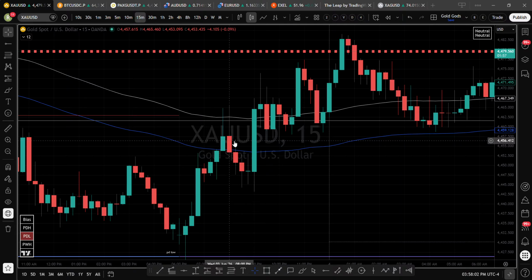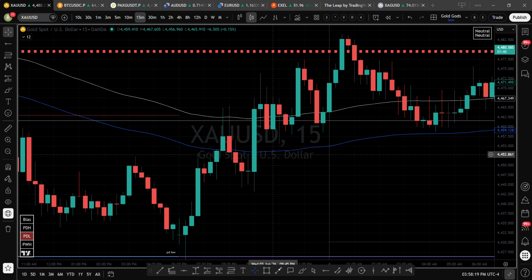Plus, this red candle is not closing below the blue line by a lot. We want a strong close. This is a weak close. And just by it closing the way it did, we can see what happens next is price comes up and closes above it. Still not really a strong close.